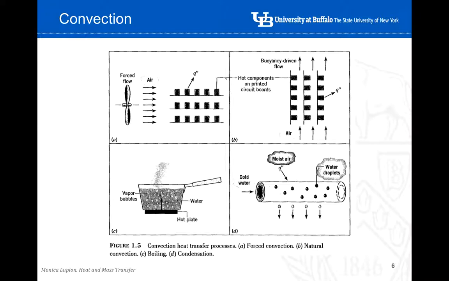In this slide here, there are 4 different processes involving convection. A is forced convection, when we use some kind of device, like a fan, to promote convection. B is natural convection. C and D are 2 situations where, in addition to convection, there is a change of phase. We will learn more about boiling and condensation in lecture 7, I believe.